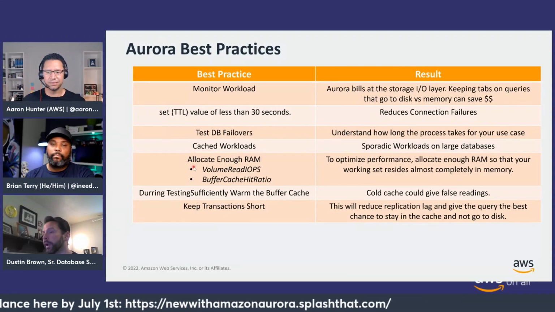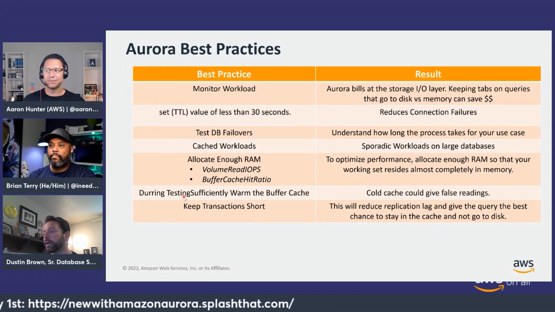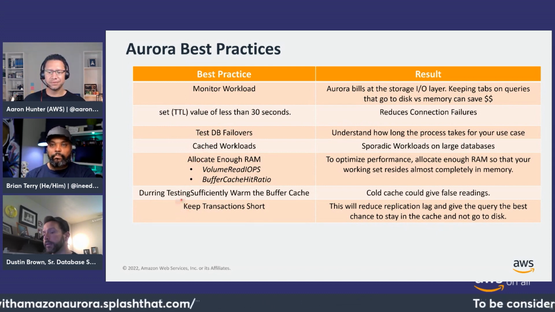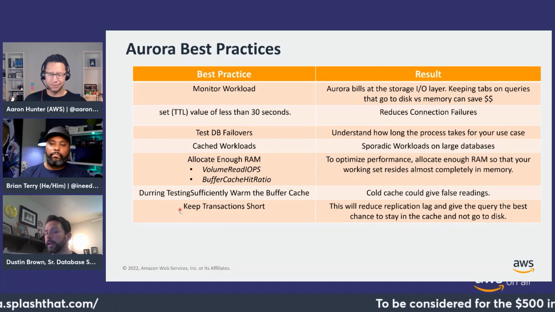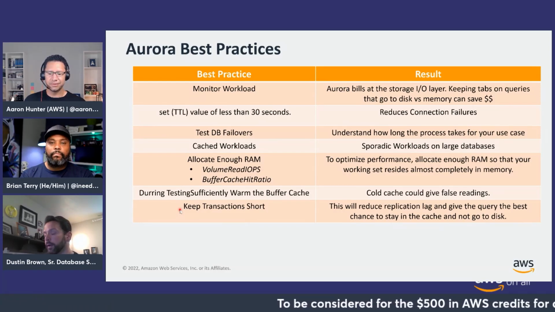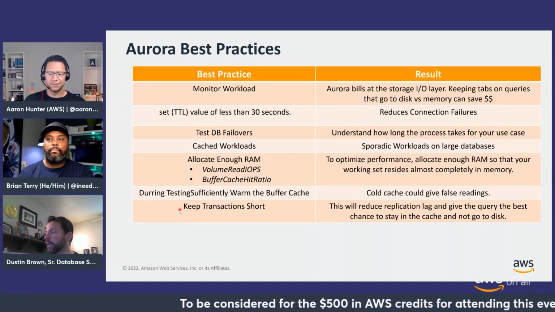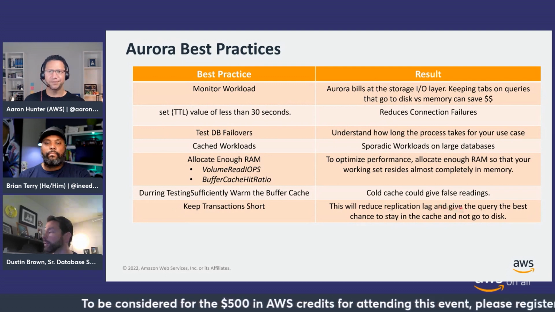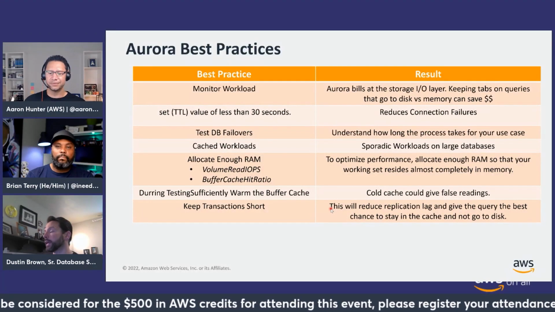You want to allocate enough RAM, as I mentioned above, and then you want to keep your transactions short, because the quicker you can get in and out, the less you're going to be charged for it. This will also reduce replication lag and give the query the best chance to stay in the cache and not go to disk.